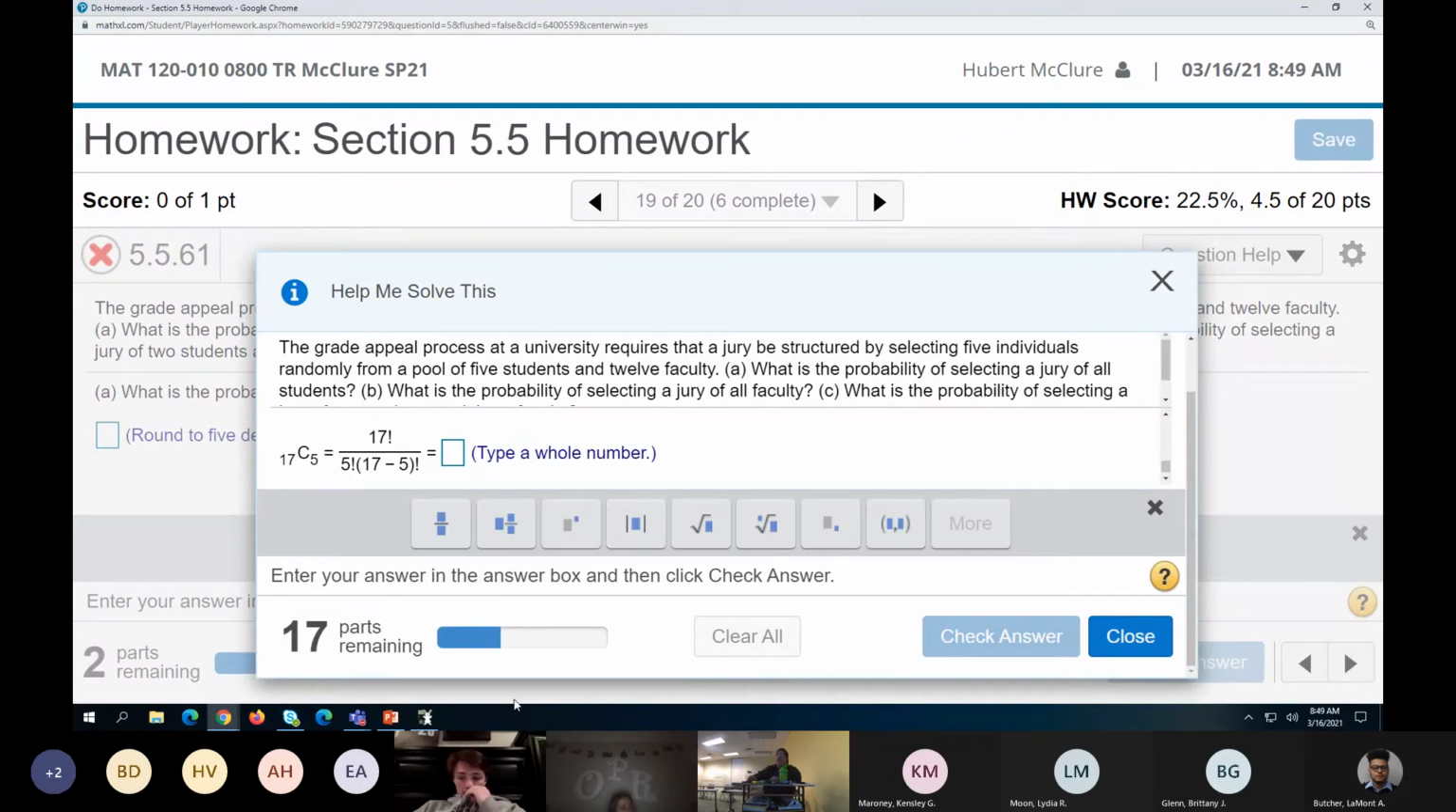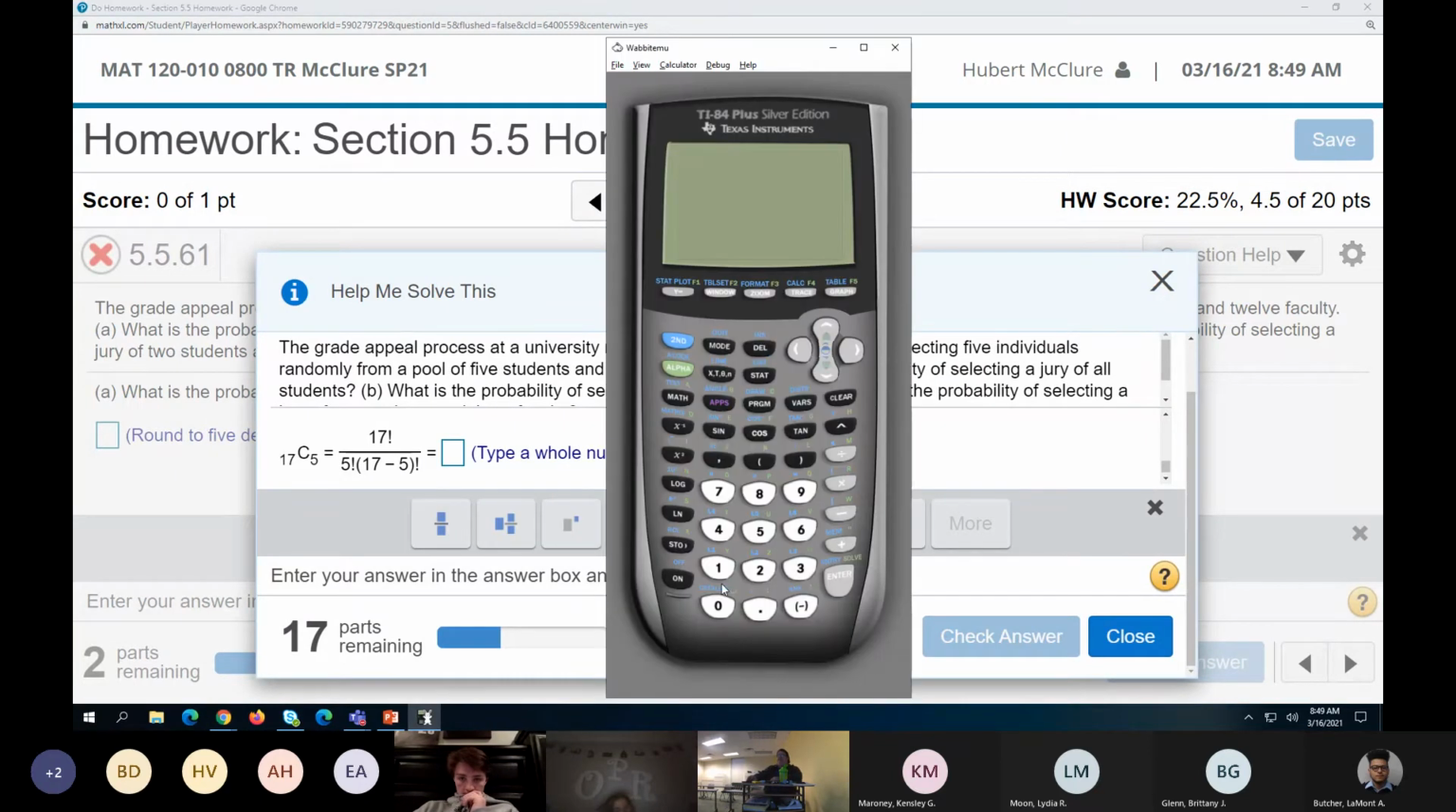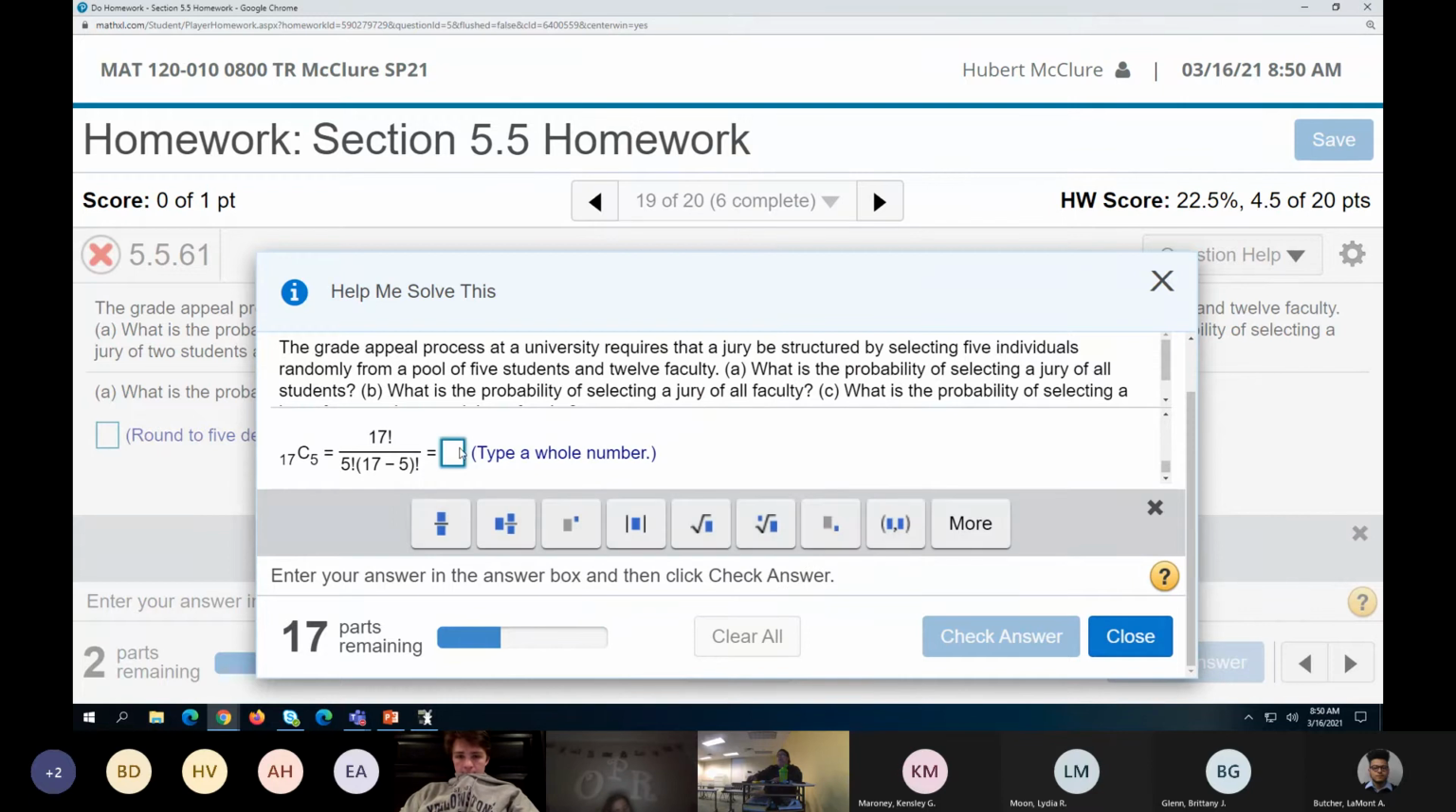Take your handy dandy calculator and let's do 17 combination, math, combination of 5. You ought to have seen this question with eggs. 7 were cracked and 8 were not cracked. And then, oh gosh, it was a pain. 6188, so that's your denominator. 6188 is your denominator.